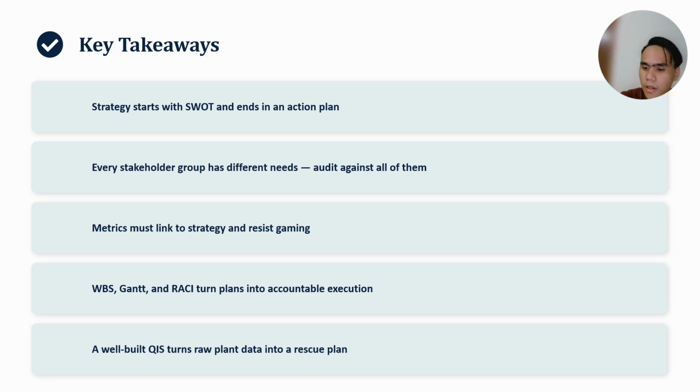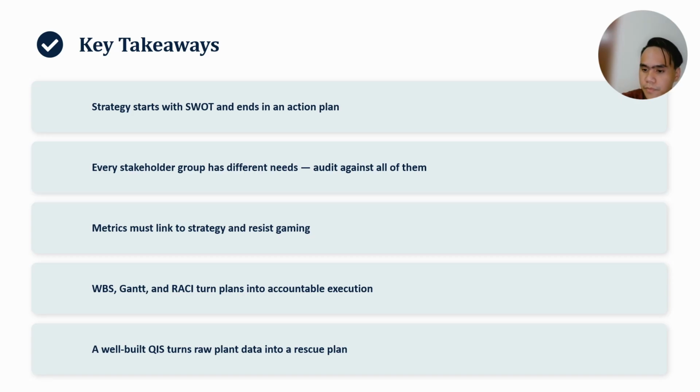Second, every stakeholder group has different needs, and a policy or strategy has to be audited against all of them: executives, employees, suppliers, customers, and the community. Ignore any one of these groups, and even a technically excellent quality strategy can fail politically or commercially.